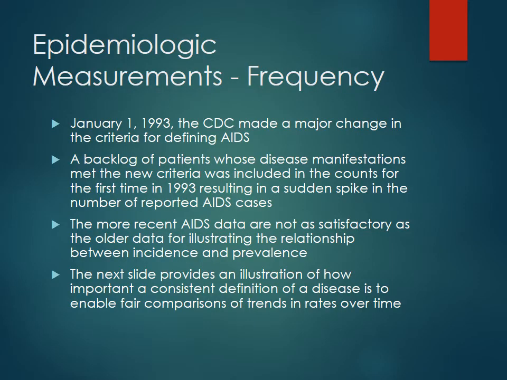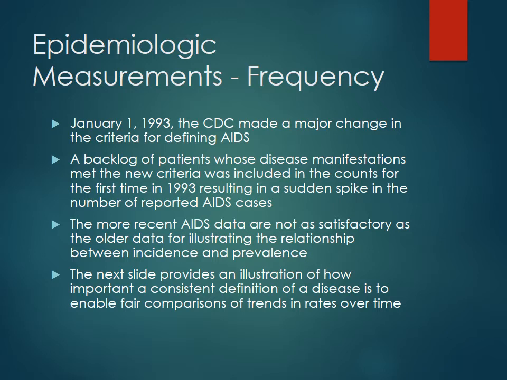Okay. So then when 1993 rolled around, the CDC made a major change in the criteria for defining AIDS. And so they were seeing that a backlog of patients whose disease manifestations met the new criteria was included in the counts for the first time. So now we could have been misdiagnosing people and not really including them in that initial definition that we were looking at prior to 1992. So now all of a sudden you would end up seeing a really increased spike of patients being diagnosed because the criteria had been widened to include more of those patients. So again, more recent AIDS data are typically not as satisfactory as the older data for really illustrating the relationship between incidence and prevalence. So that's kind of why we showed that early set of data.